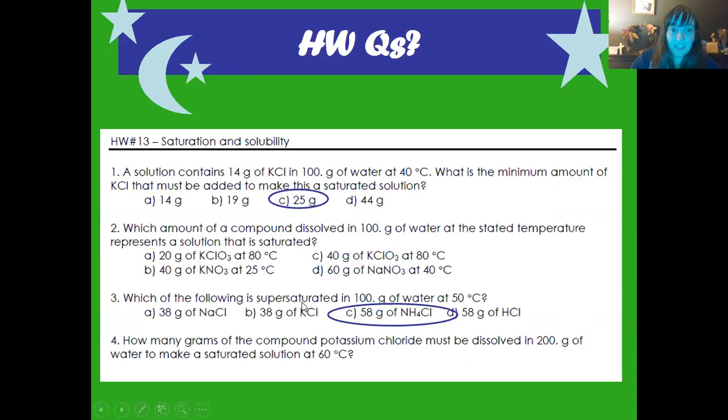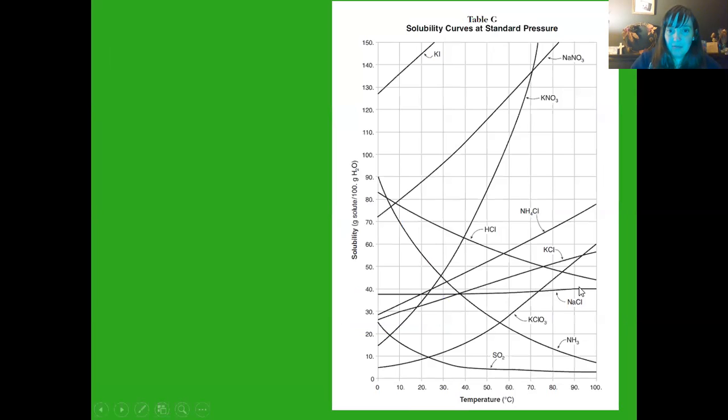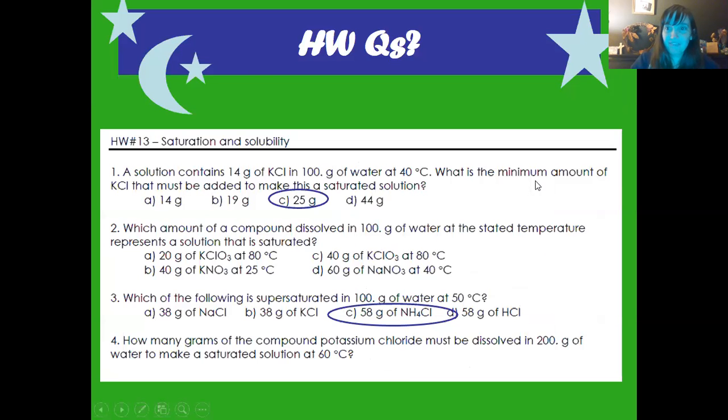For 3, which one is supersaturated at 50 degrees Celsius? If we look back here, 50 degrees, NH4Cl, ammonium chloride, it looks like you'd need about 52 grams to be saturated. So 52 grams to be saturated. 58 grams would be supersaturated.